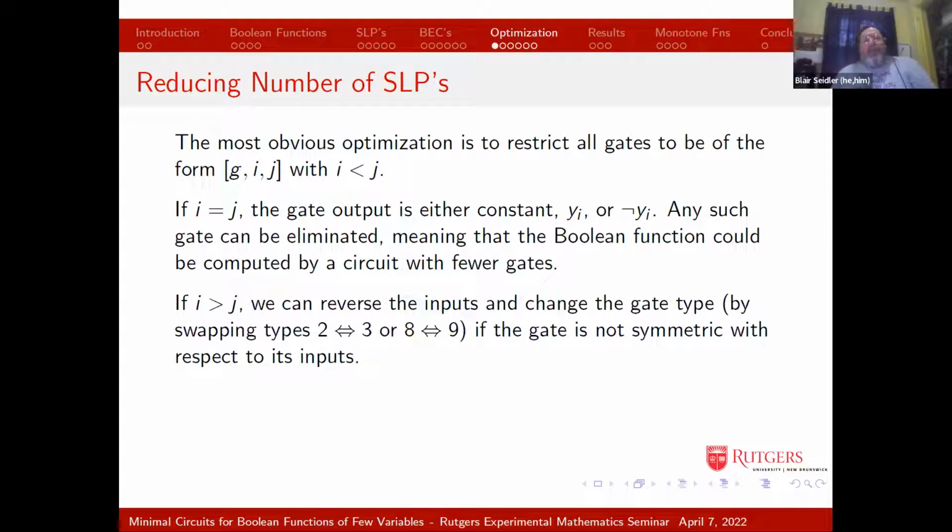If I happens to be greater than J, I can reverse the inputs. 6 of my 10 gate types are symmetric with respect to their inputs anyway. The other 4 appear in pairs, and I can just swap gate types. So it seems I can always get away with the first input being lower numbered than the second input.